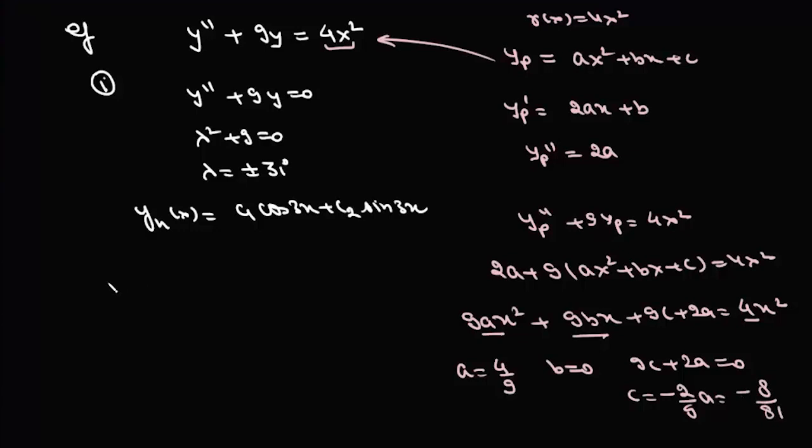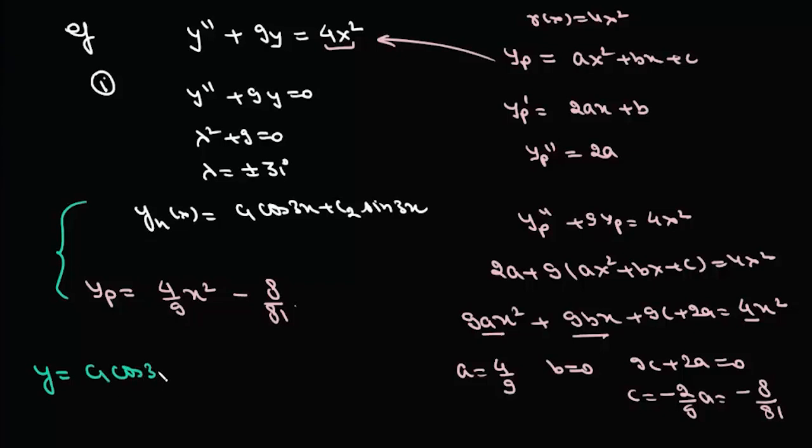So in this case, this yp will be 4 by 9 x square, b is 0, and then minus 8 by 81. So that's your particular solution. The solution to this differential equation will be simply yh plus yp, and that will be c1 cos 3x plus c2 sin 3x plus 4 by 9 x square minus 8 by 81, and that is the answer to this question.